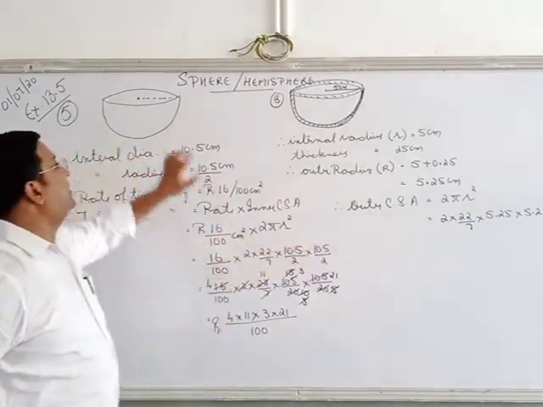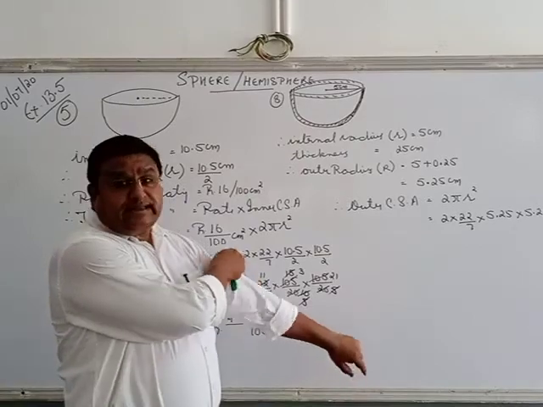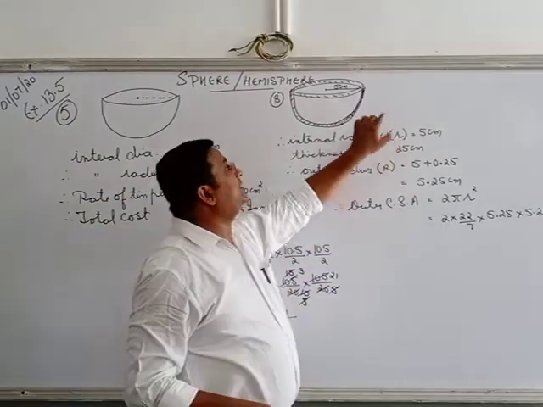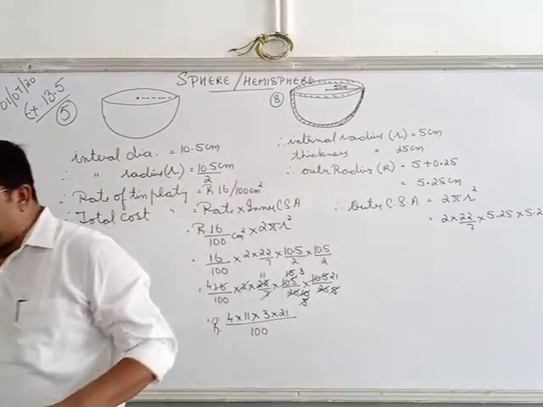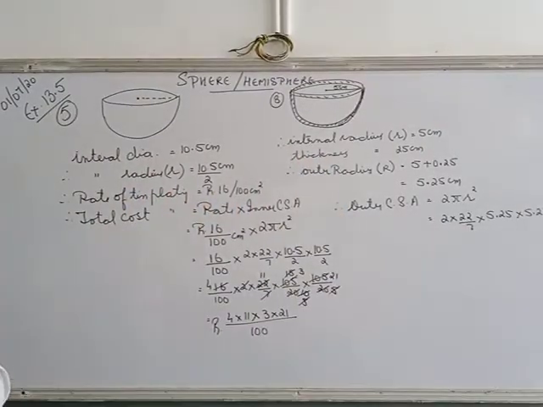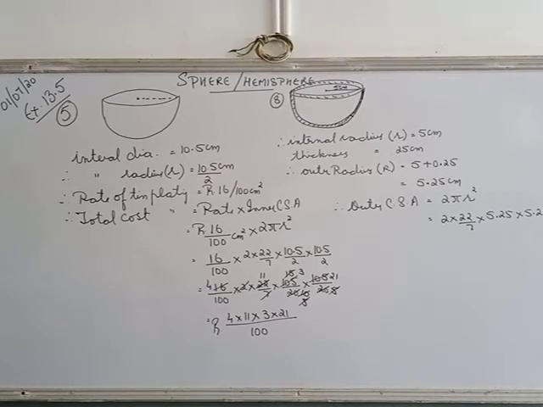The only difference here, there was no thickness, but here there is a thickness. So that thickness is added in the internal radius. Students, I hope these two questions are clear. Questions number 1st, 2nd, 3rd, 5th, 6th and 8th are done for you.